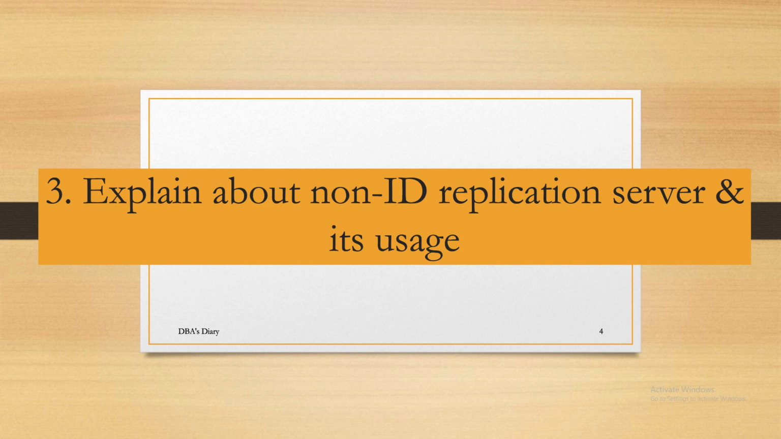Now, what is the non-ID replication server and what is the usage of that? By default, when you install replication, that is the primary and that is the ID server. When you need to create the routing, at that time you need to have a non-ID server, and that ID server's ID will be used when you define the non-ID server, right? So this is mainly used for routing.